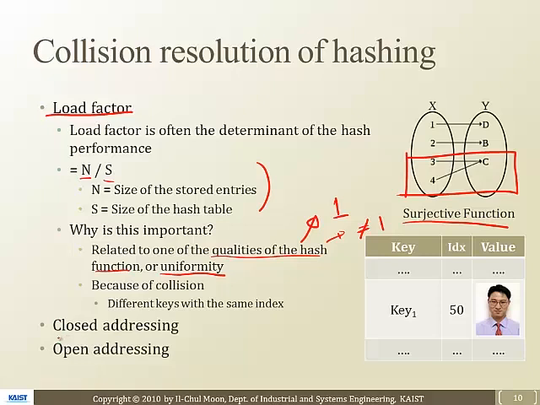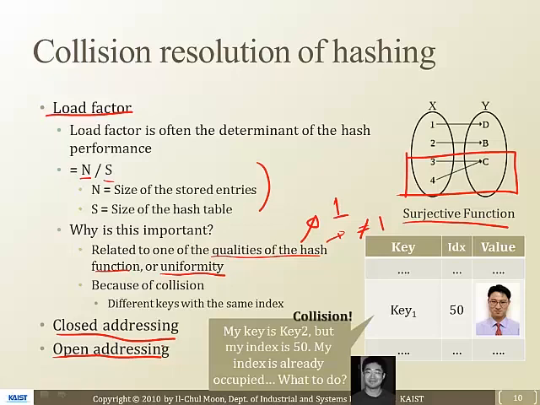First, to resolve the collision, we are doing closed addressing. That's one way of resolving the load factor issues. And the other thing is open addressing. It doesn't resolve the load factor issues, but it just resolves the collision issues. Okay, so let's look further into closed addressing and open addressing.